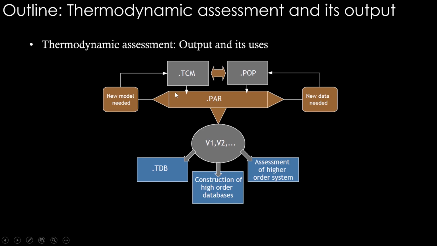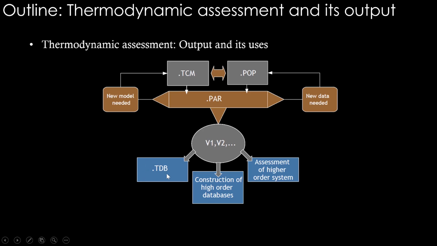Once the optimization is completed, we have these nicely optimized parameters v1, v2 and so on. And these will be kept in a TDB file. Let's say we do it for a binary, as we have done for the Ag-Cu system, silver-copper system, we can get an output TDB file from that. In fact, we have plotted a phase diagram directly using that.